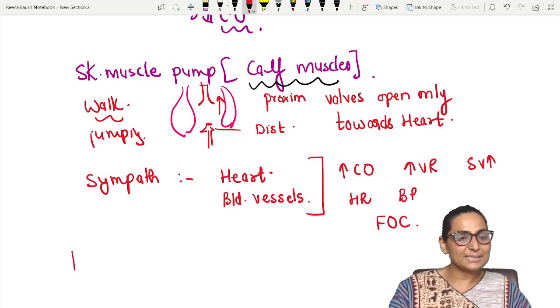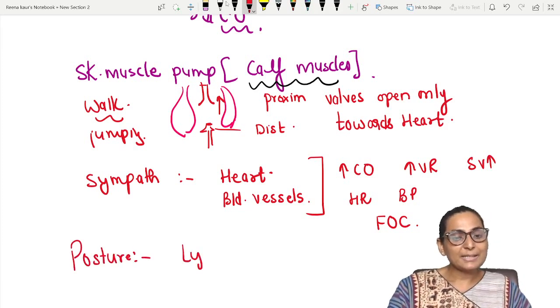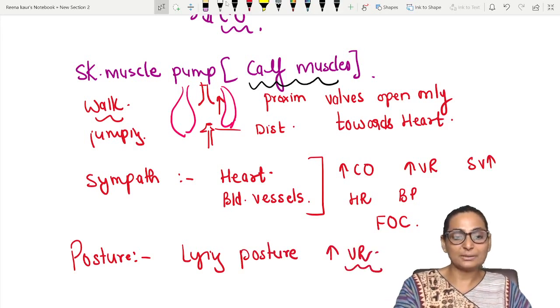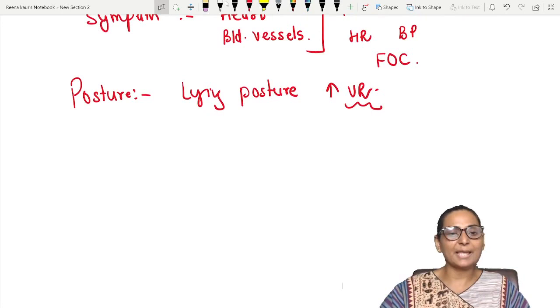Now what is the effect of posture? A lying posture is going to increase the venous return to the heart. Lying posture, when you have made the person lie down.